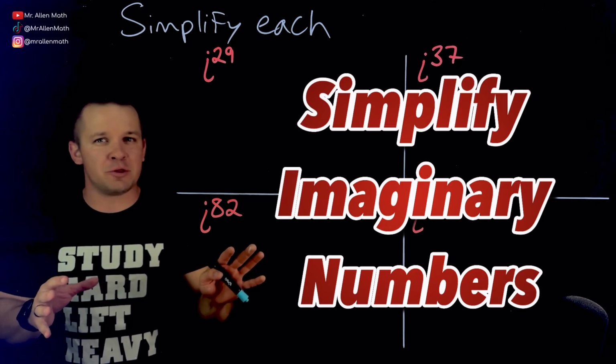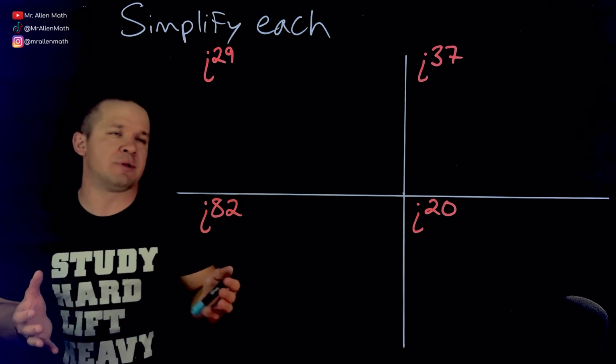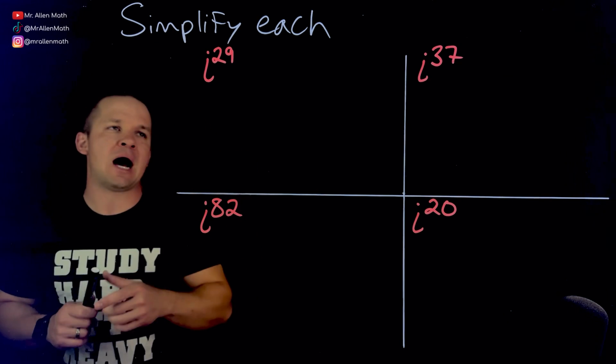We got 4 examples here, and they're all just i to some power. So they're all kind of the same deal, but how do we deal with something like this? Well, first, I'm going to break down some different forms of i, or i to different powers, that'll help us work through these examples.